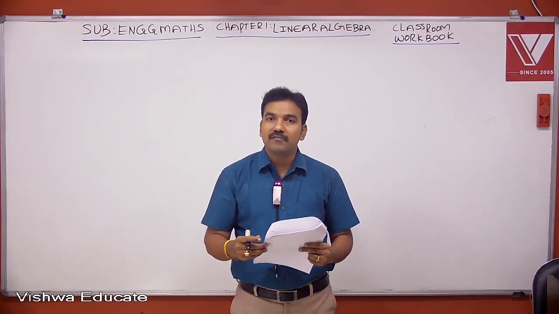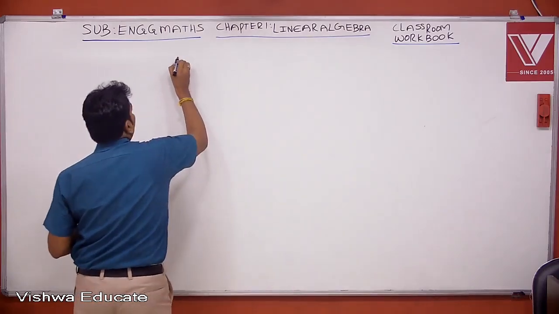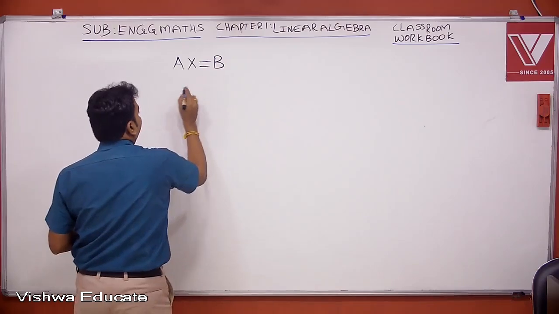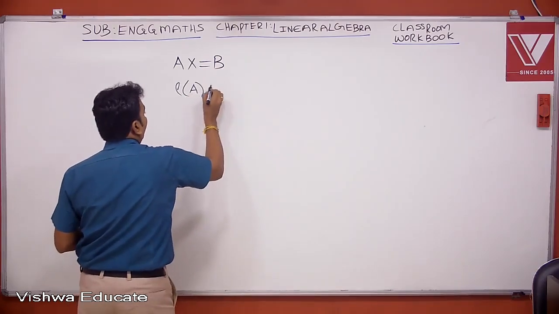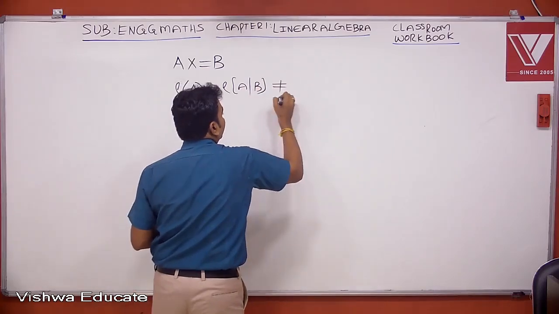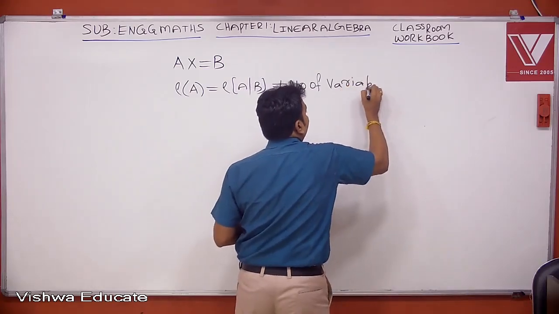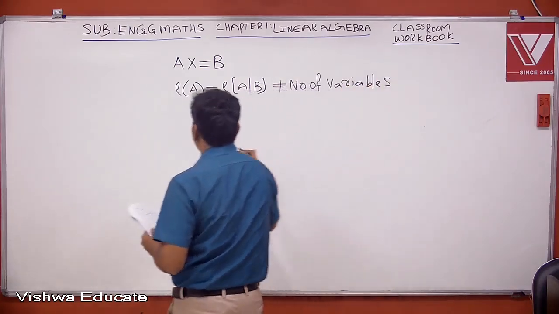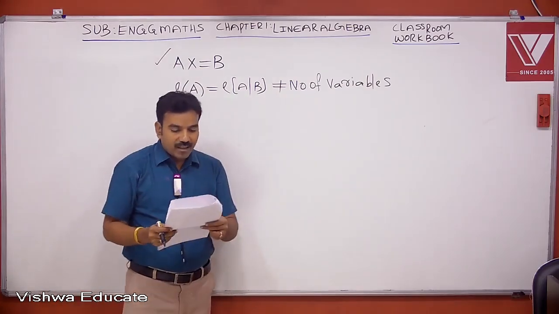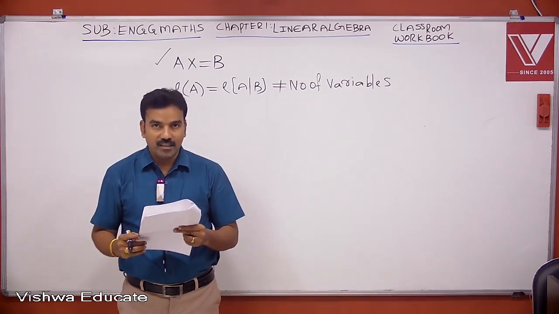Now, what is the condition to get infinitely many solutions? The system of linear equations is represented by Ax equal to B. To get infinitely many solutions, the condition is rank of A equal to rank of augmented matrix, not equal to the number of variables. This is the condition for a system Ax equal to B. Now, when you look at the last equation, k is available on the right side.